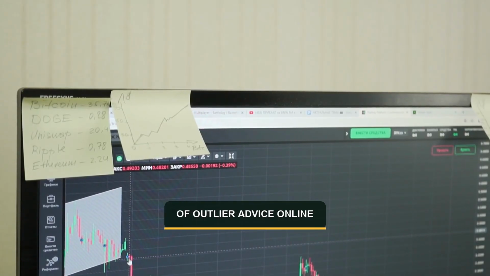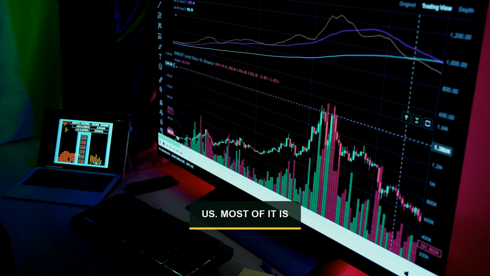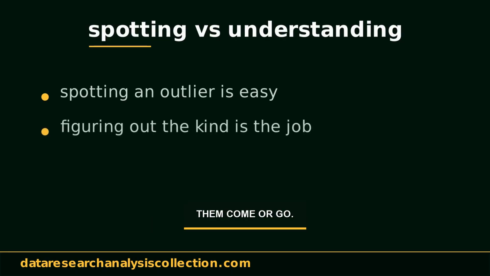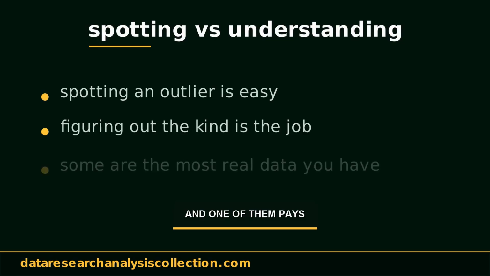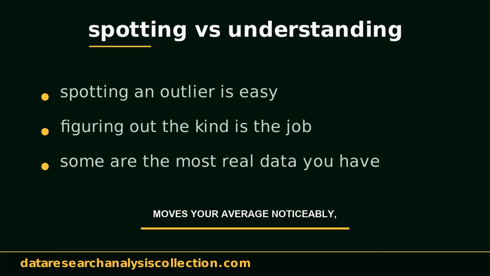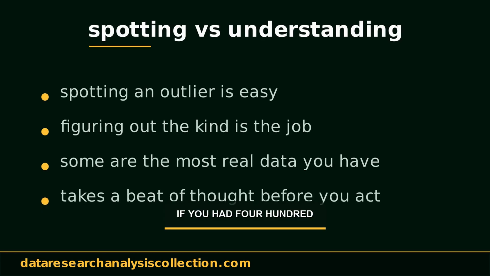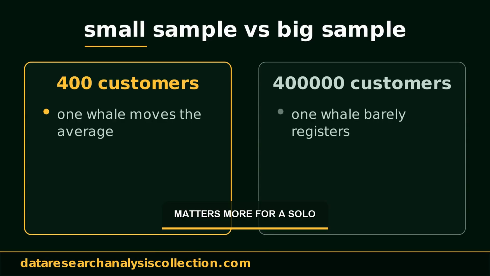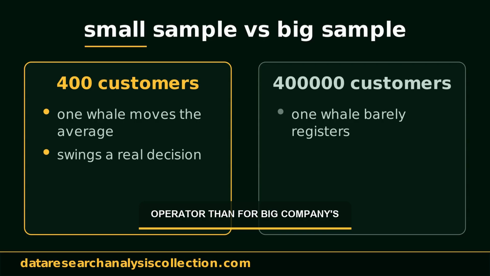Here's the part a lot of outlier advice online gets wrong for people like us. Most of it is written for huge datasets, where a handful of odd rows just wash out in the noise and nobody notices them come or go. You're probably not in that position. If you've got 400 customers and one of them pays 5 times the average, that moves your average noticeably, maybe enough to change a pricing decision. If you had 400,000 customers, that same person would barely register. When your sample is small, one weird row can swing a number you're about to make a real decision with, which is exactly why this matters more for a solo operator than for a big company's analytics team.